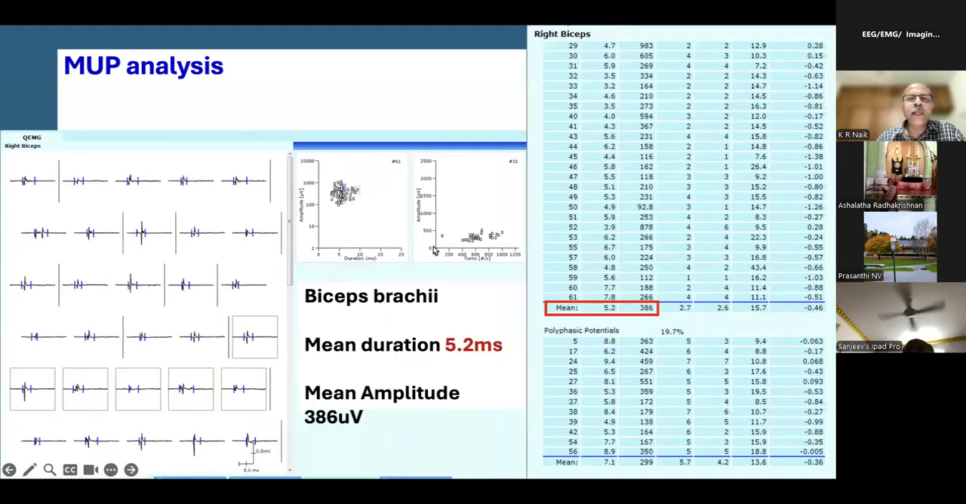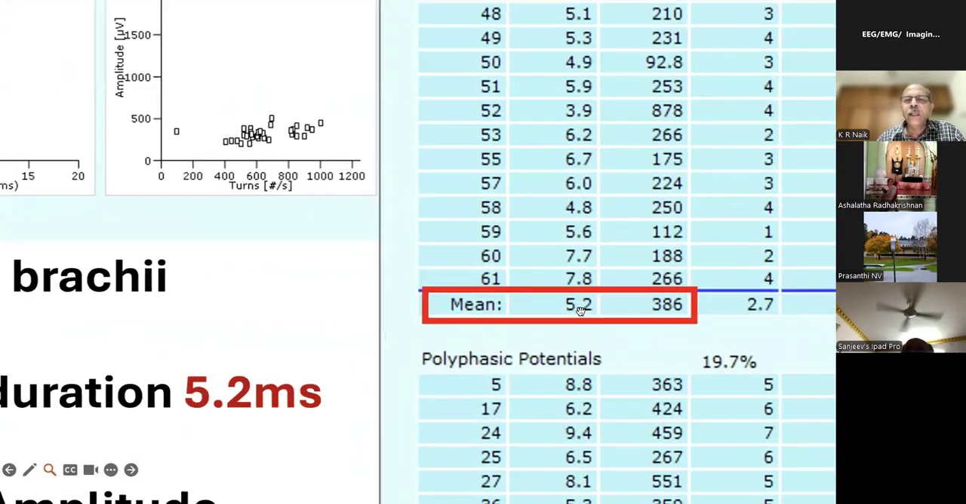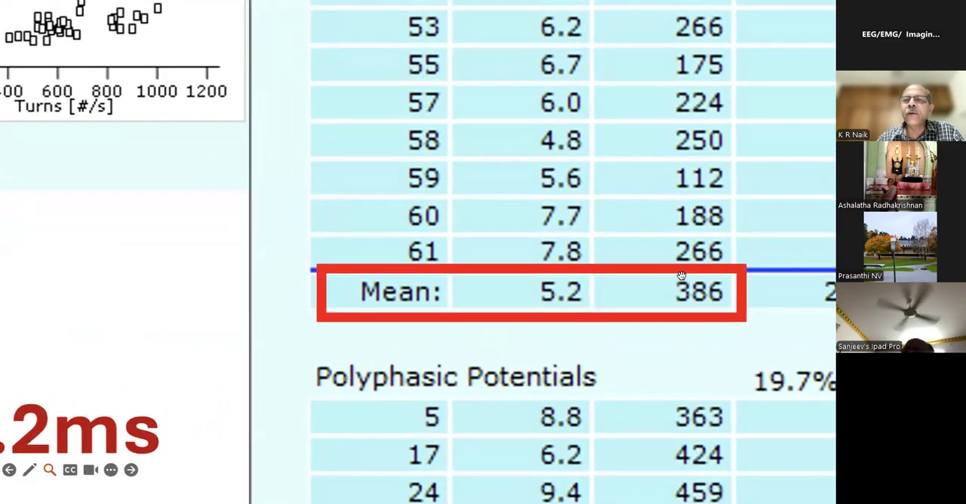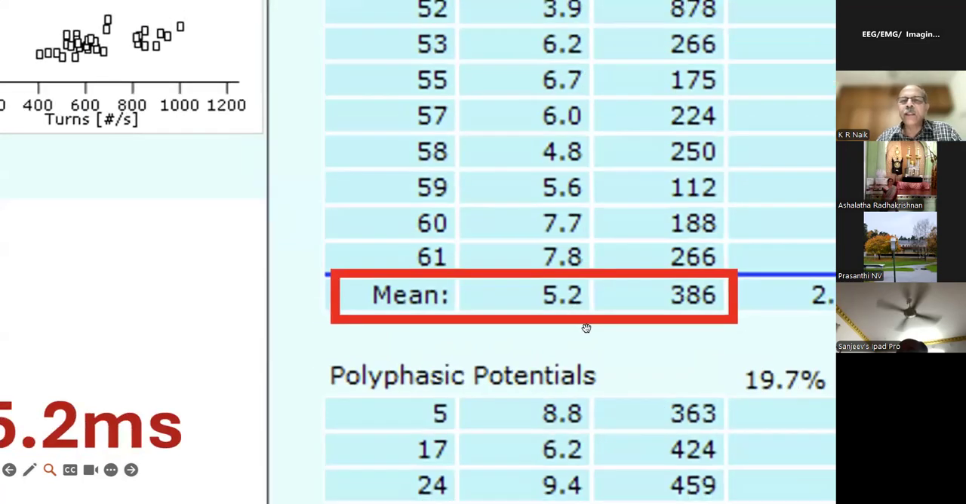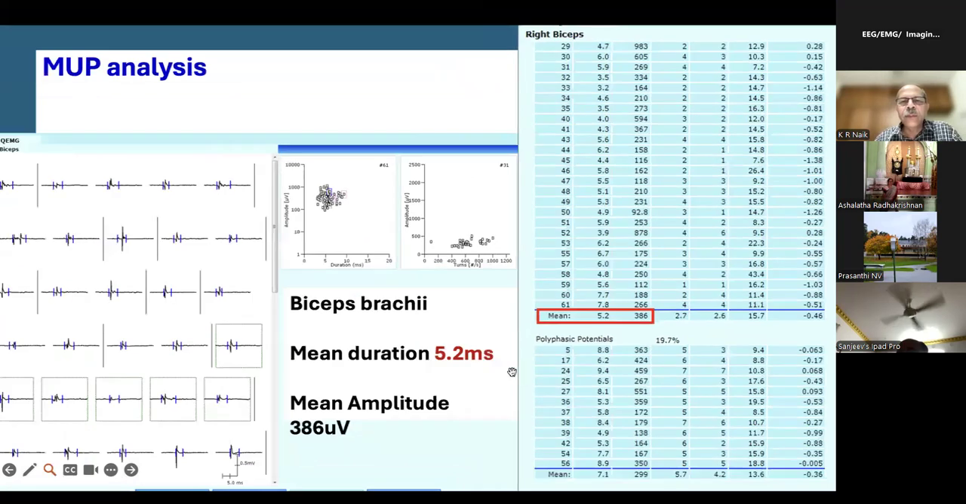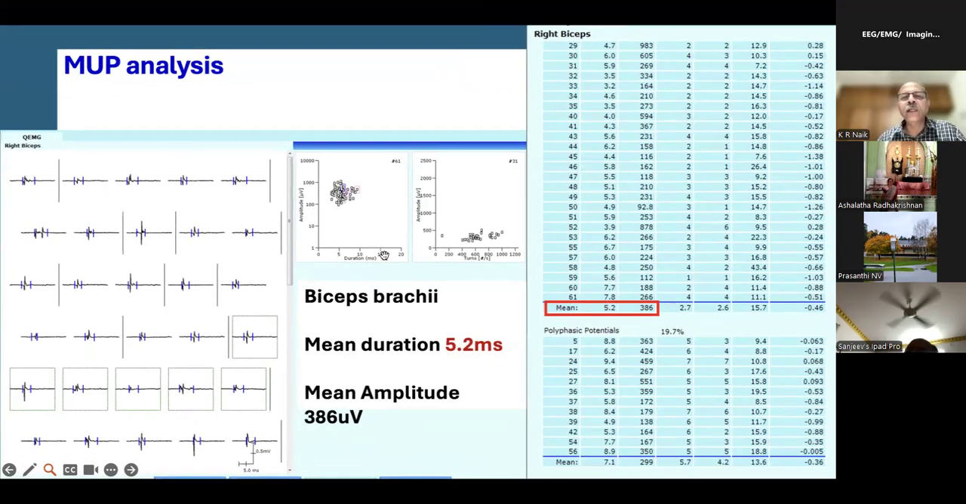In comparison with that, we have around 61 MAPs. Among that, duration is 5.2, amplitude is, if you go by the classical publication, 386 microvolts is the normal mean amplitude, and the mean duration of 5.2 is 50% less than what is recommended. So this is a very short duration motor unit potential.